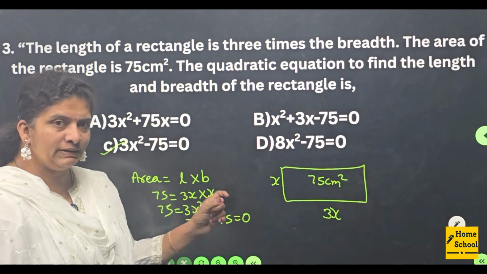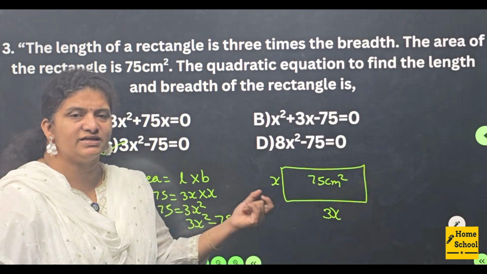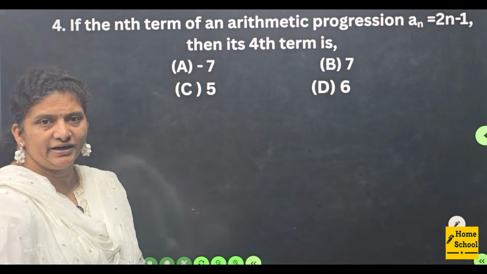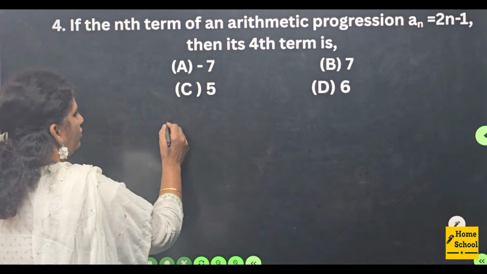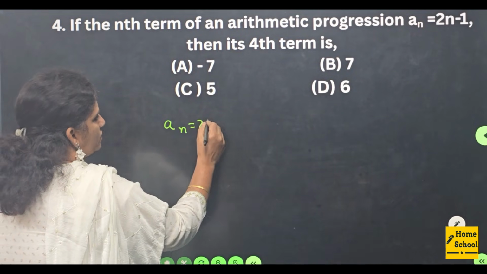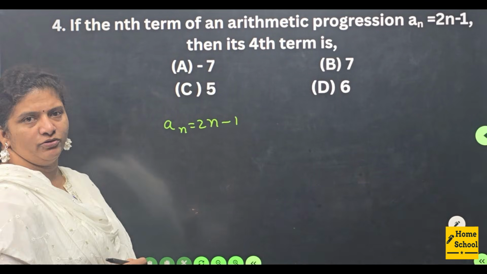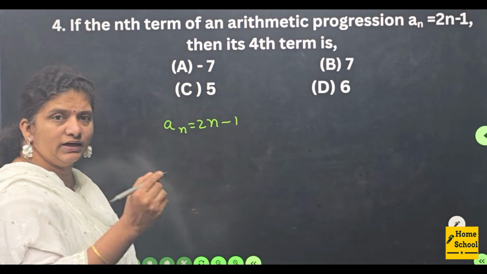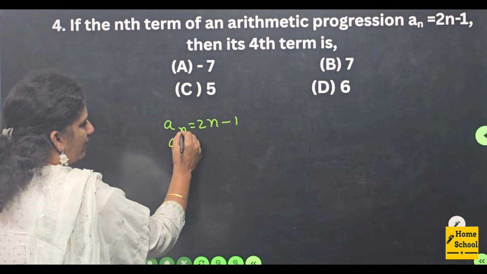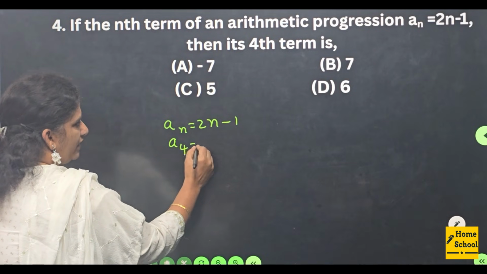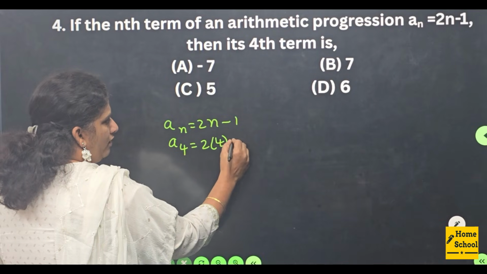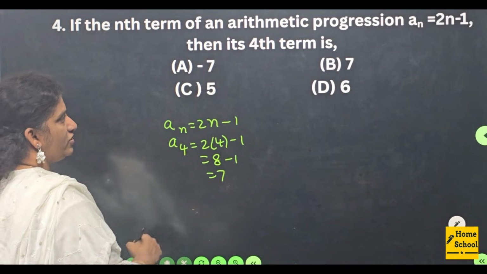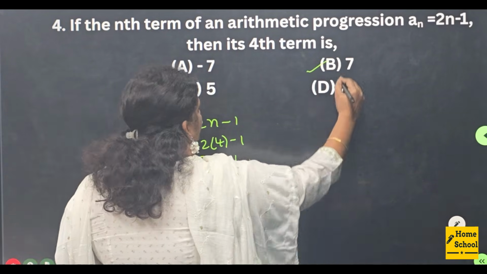When you have verbal problems, you need to understand the statement carefully. Fourth one, if the nth term of an arithmetic progression an = 2n minus 1, then its fourth term is. In place of n put 4. That is 2 into 4 minus 1. 2 4s are 8. 8 minus 1 is 7 is your answer. Check for the answer, option B.